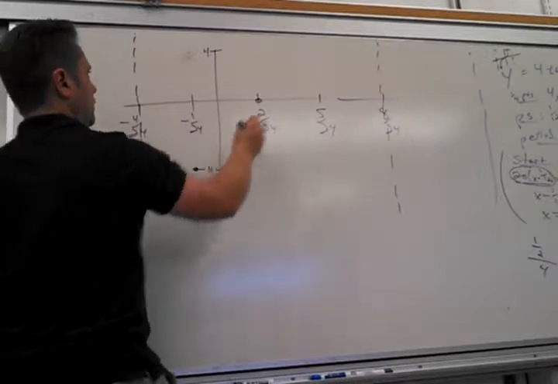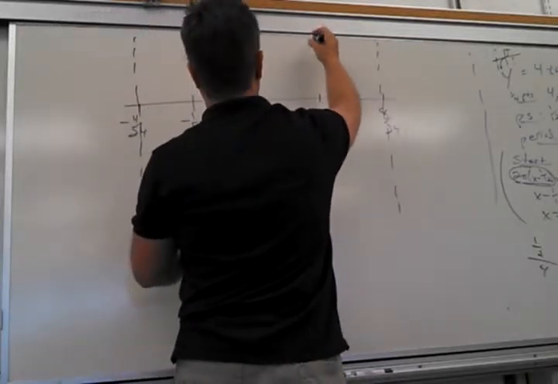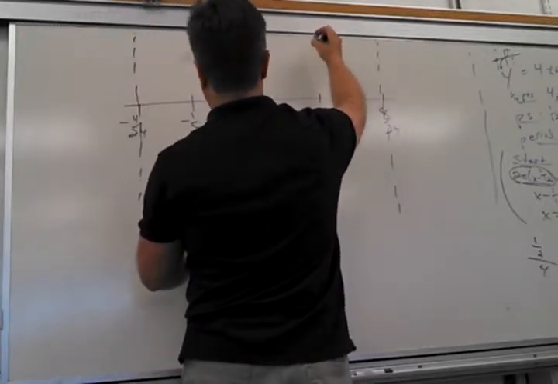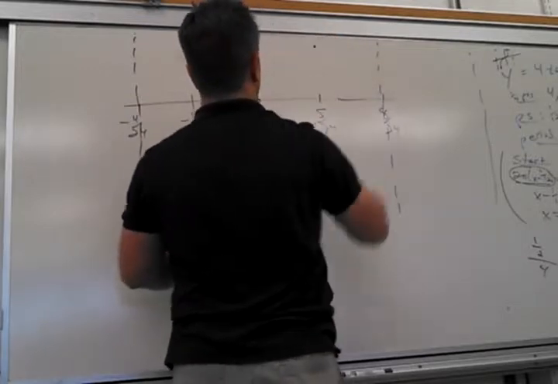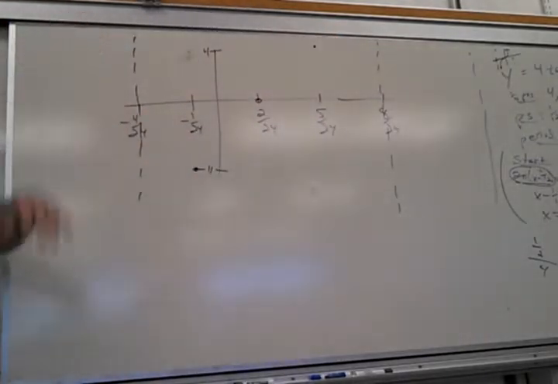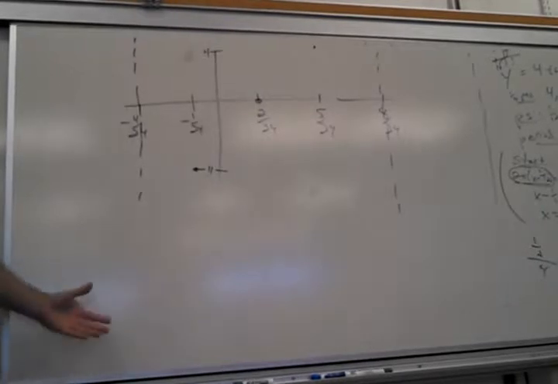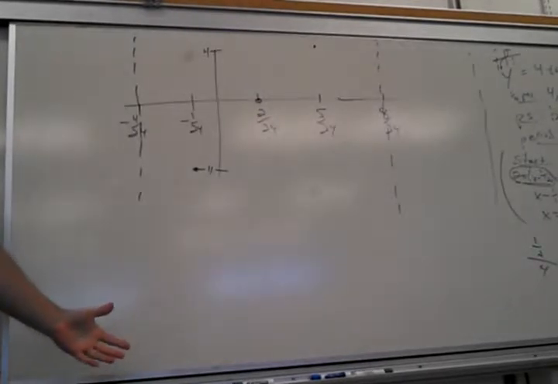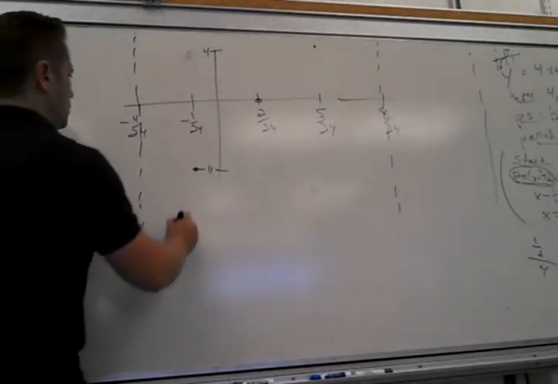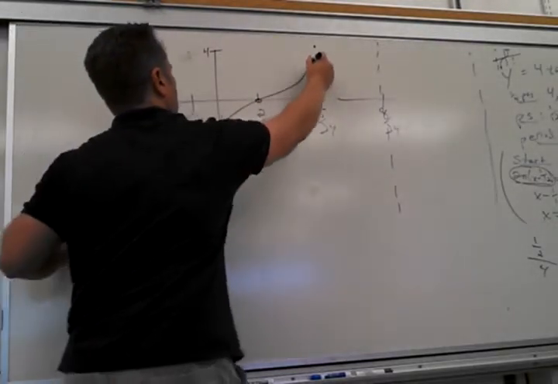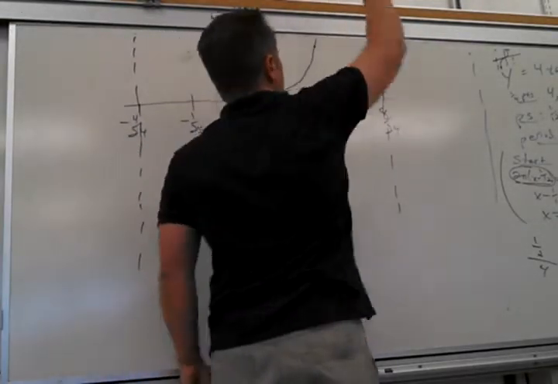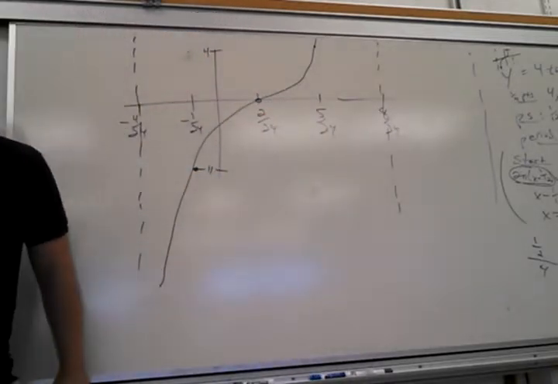There it is. Widen this bad boy out, and we're there. We're done. It's just got to connect again. So here it approaches that asymptote, goes through here, goes through there, and then approaches that one.